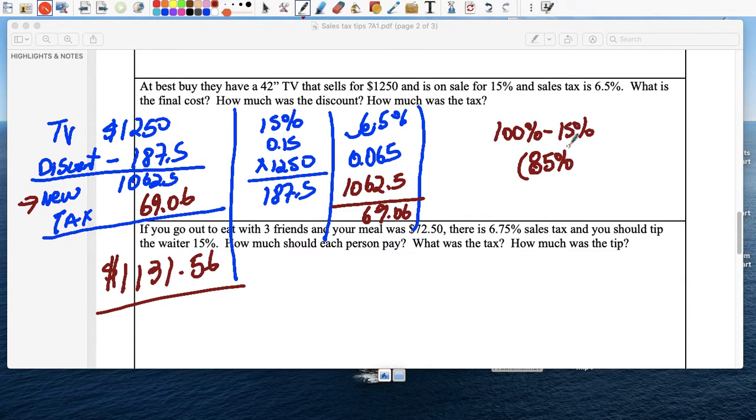And after the discount, if you think about it, now I have to change that. So let me change that to 0.85.